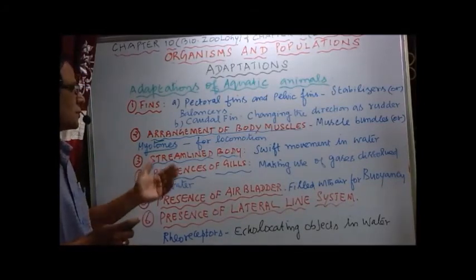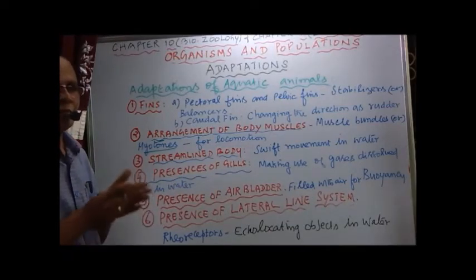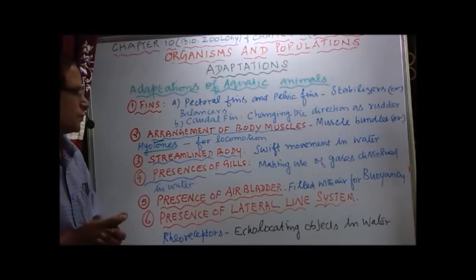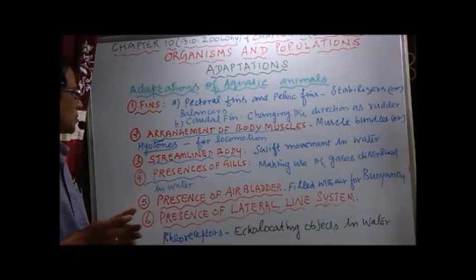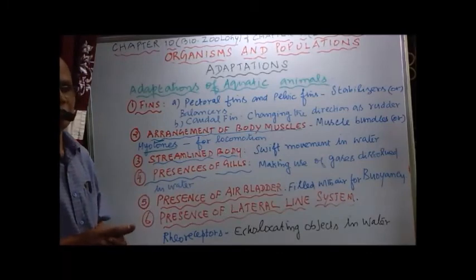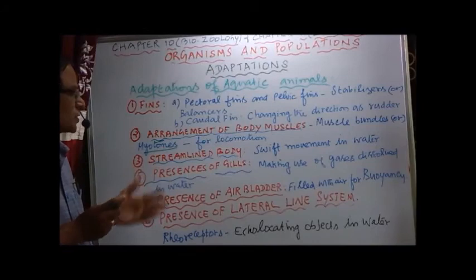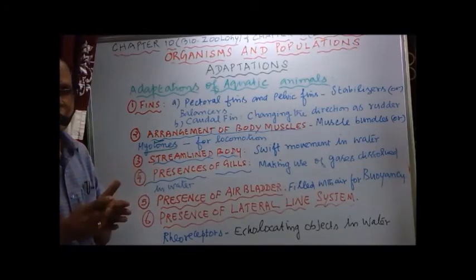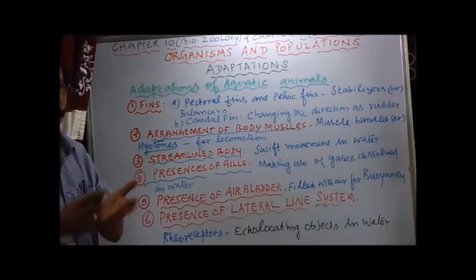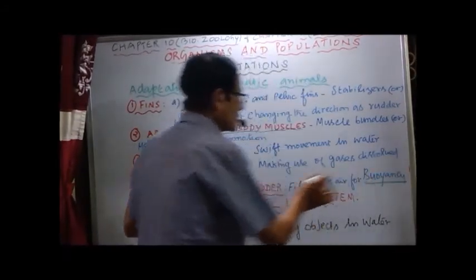The next one, presence of gills. Gills are the main respiratory organs. They are made use of by the animal for exchange of gases, the gases which are dissolved in water. So making use of gases dissolved in water, that is the role of gills. Then presence of an air bladder in the case of bony fishes, not in the case of cartilaginous fishes. You have an air bladder found only in the bony fishes. The air bladder is filled with air, which acts as a floating organ. That floating effect is called buoyancy. So they are concerned with buoyancy.